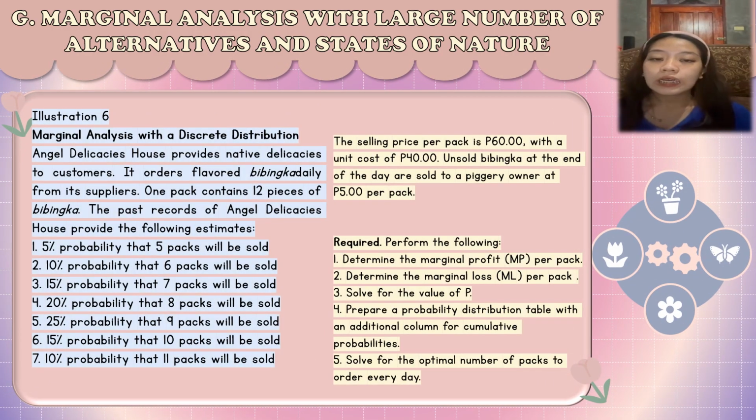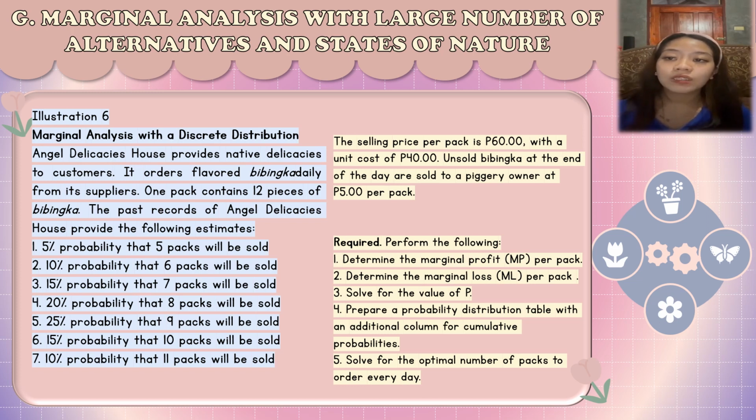So, an example of marginal analysis with a discrete distribution: Angel Delicacies House provides native delicacies to customers, in order to flavor bibingka daily from the supplier. 1 pack contains 12 pieces of bibingka. The past records of the Angel Delicacies House provide the following estimate.